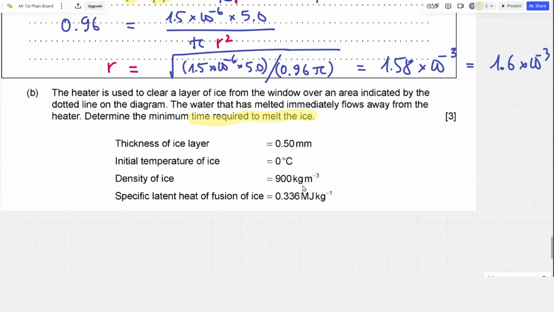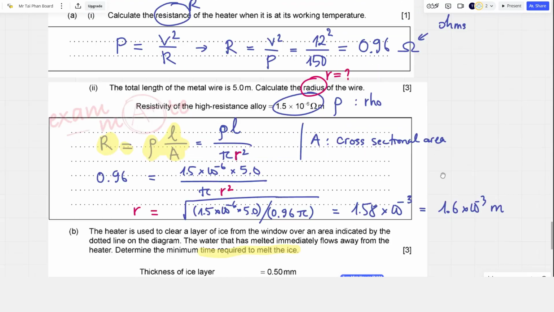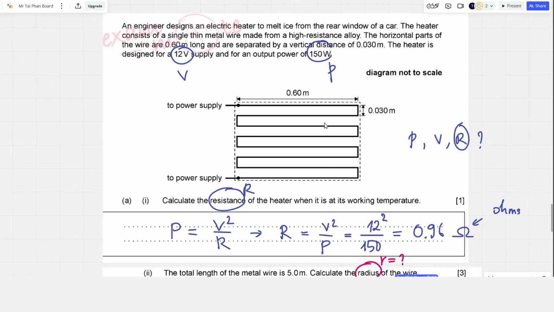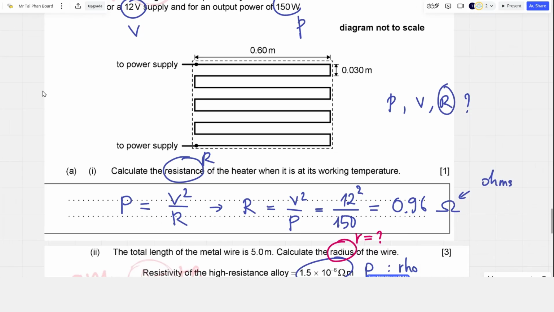This is the density. Do we know the volume? This is the thickness of the ice layer, and multiplying the thickness with the area on the windshield, so you need to calculate this area. The width is 0.6 meter and the height, how many times of this length? 0.03.